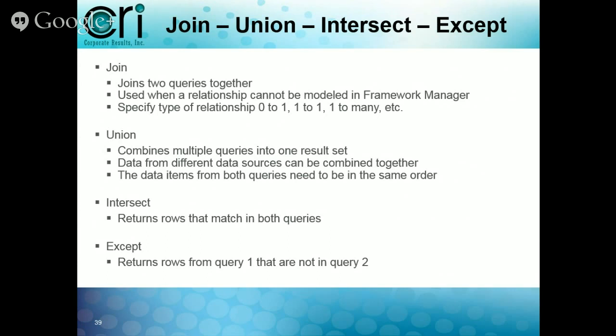And then with the except, it's kind of the reverse. You have, let's say, A, B, and C in query 1, and you have A and C in query 2. Well, it's only going to show you B because it's not in query 2, and B is in query 1, if that makes sense. So essentially, it's returning rows that are in query 1, but that are not in query 2.